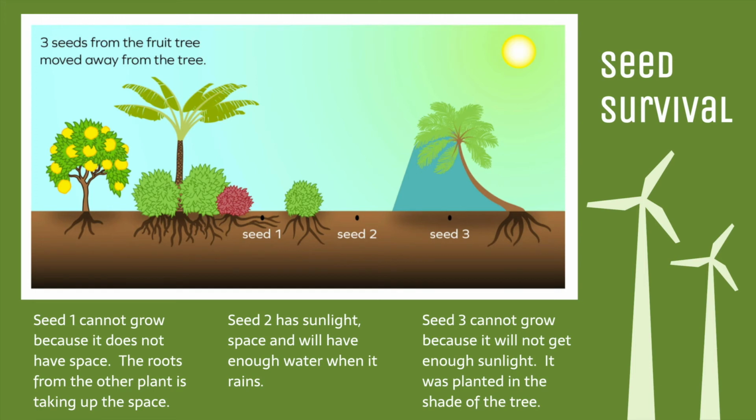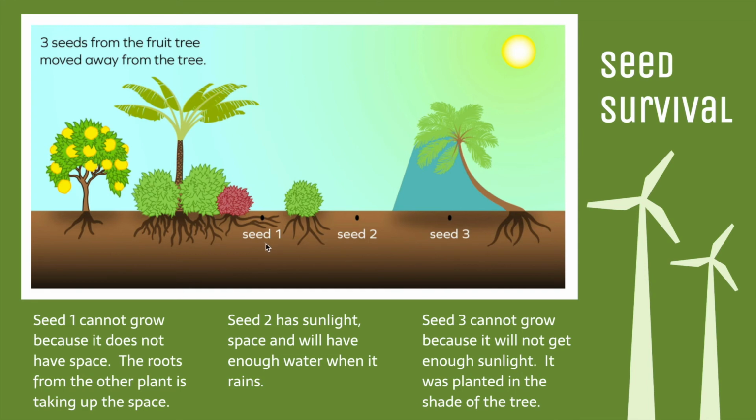Seed survival. We're going to look at these 3 seeds. 3 seeds from the fruit tree moved away from the tree. Here's seed 1, seed 2, seed 3. Now, which one of these 3 seeds do you think will survive? Let's take a look at seed 1.